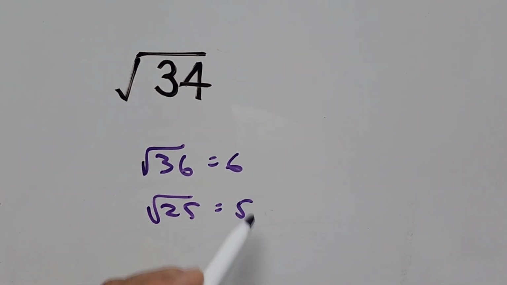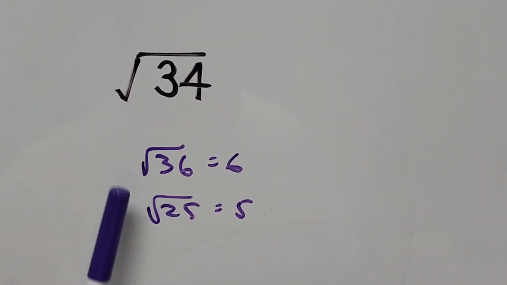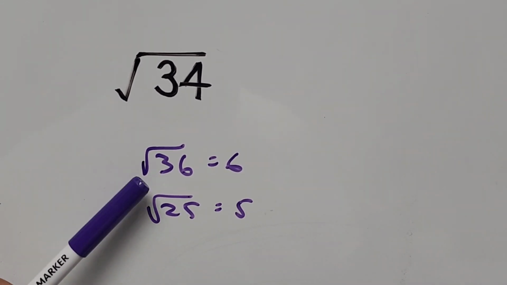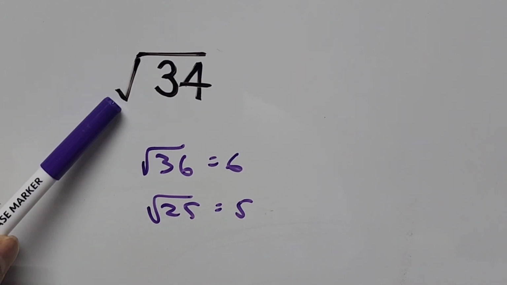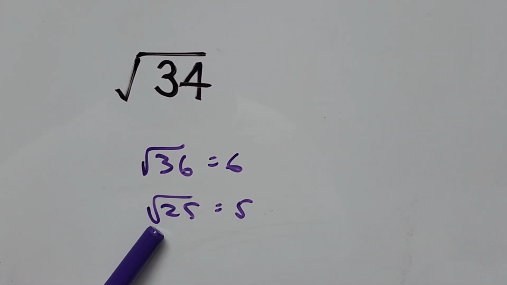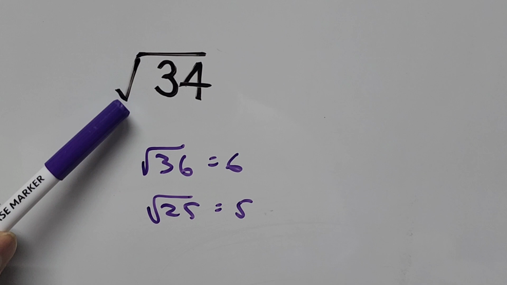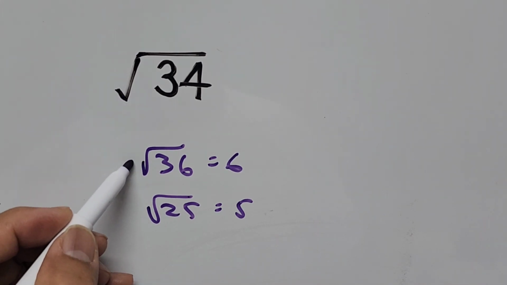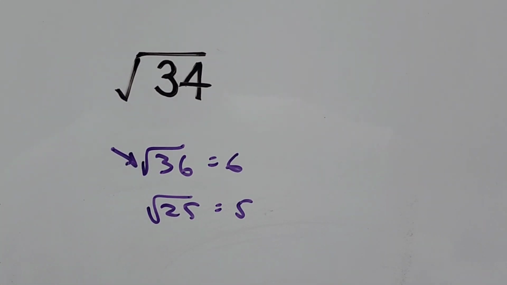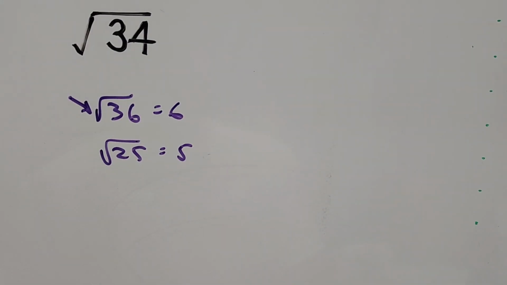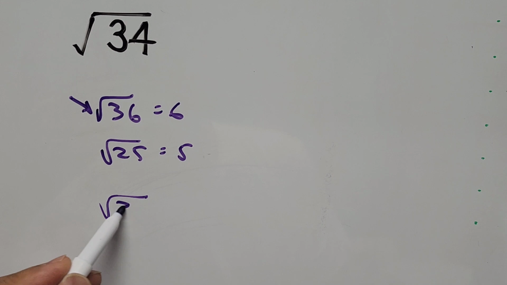which is 5. So here, if you notice, square root of 25 and square root of 36 are the upper and lower reference value for square root of 34. So here in this case, square root of 36 is closer to square root of 34 than the square root of 25 to square root of 34. So we'll be picking this square root of 36 with equivalent value of 6. Alright. So we have here square root of 34.